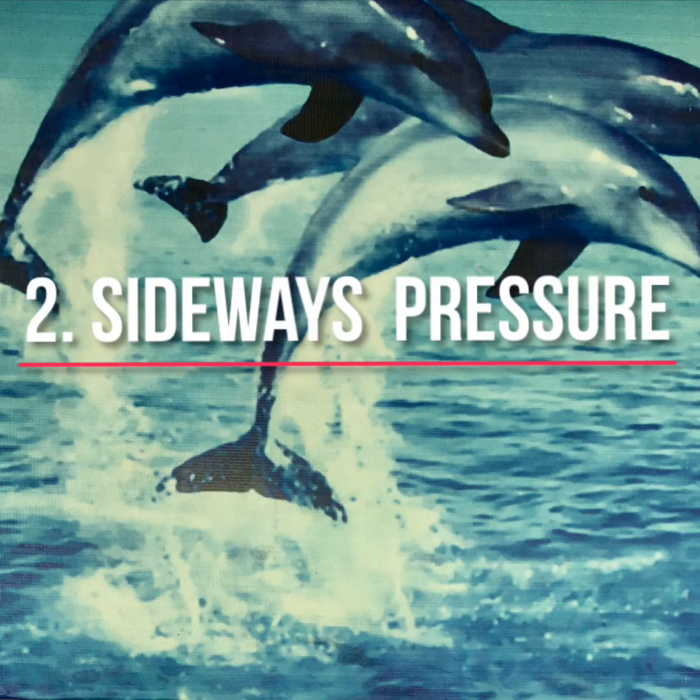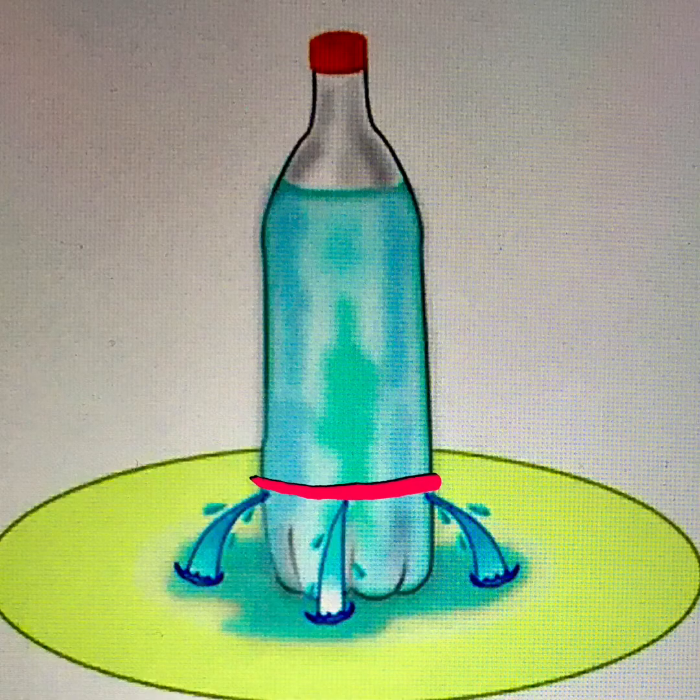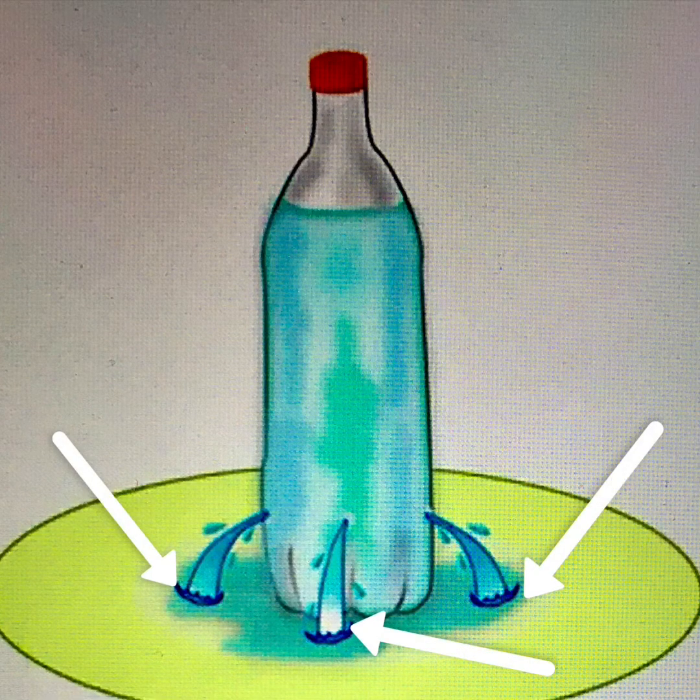Now, we learn about sideways pressure of liquids. Now we observe the sideways pressure of the liquid. You can see in the diagram all 3 holes are at the same level. That is the reason the water is falling at the same distance. So, sideways pressure is equal in all directions.